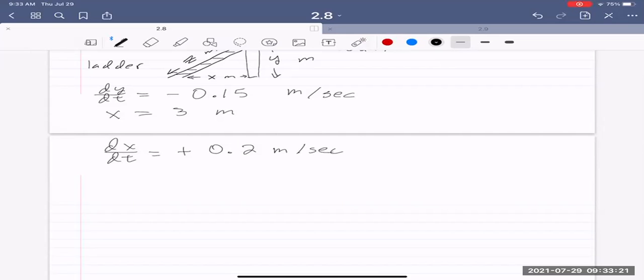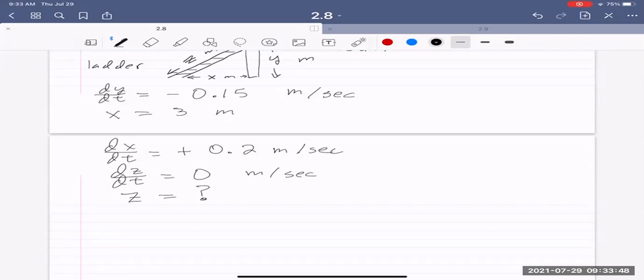Okay. And of course, I'm going to assume that the ladder is not collapsing. So I'm assuming that z here is constant. Okay. And you want to figure out what is z equal to?